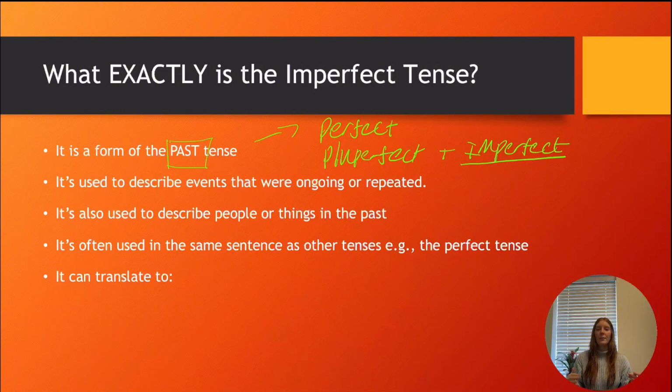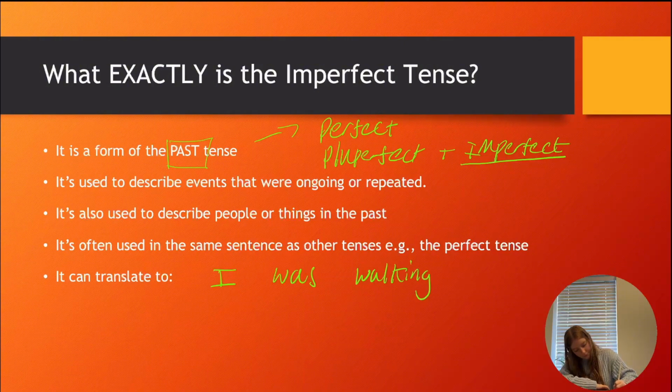We can use it to describe people or things in the past. For example, she was amazing. It was fantastic. Or we can use it to describe events that were repeated or ongoing in the past. So let's write some examples down in English first to give you an idea. So we could say, I was walking, and we can use the imperfect tense for this. Or you could just say, I walked. You can also use the imperfect tense for this as well.